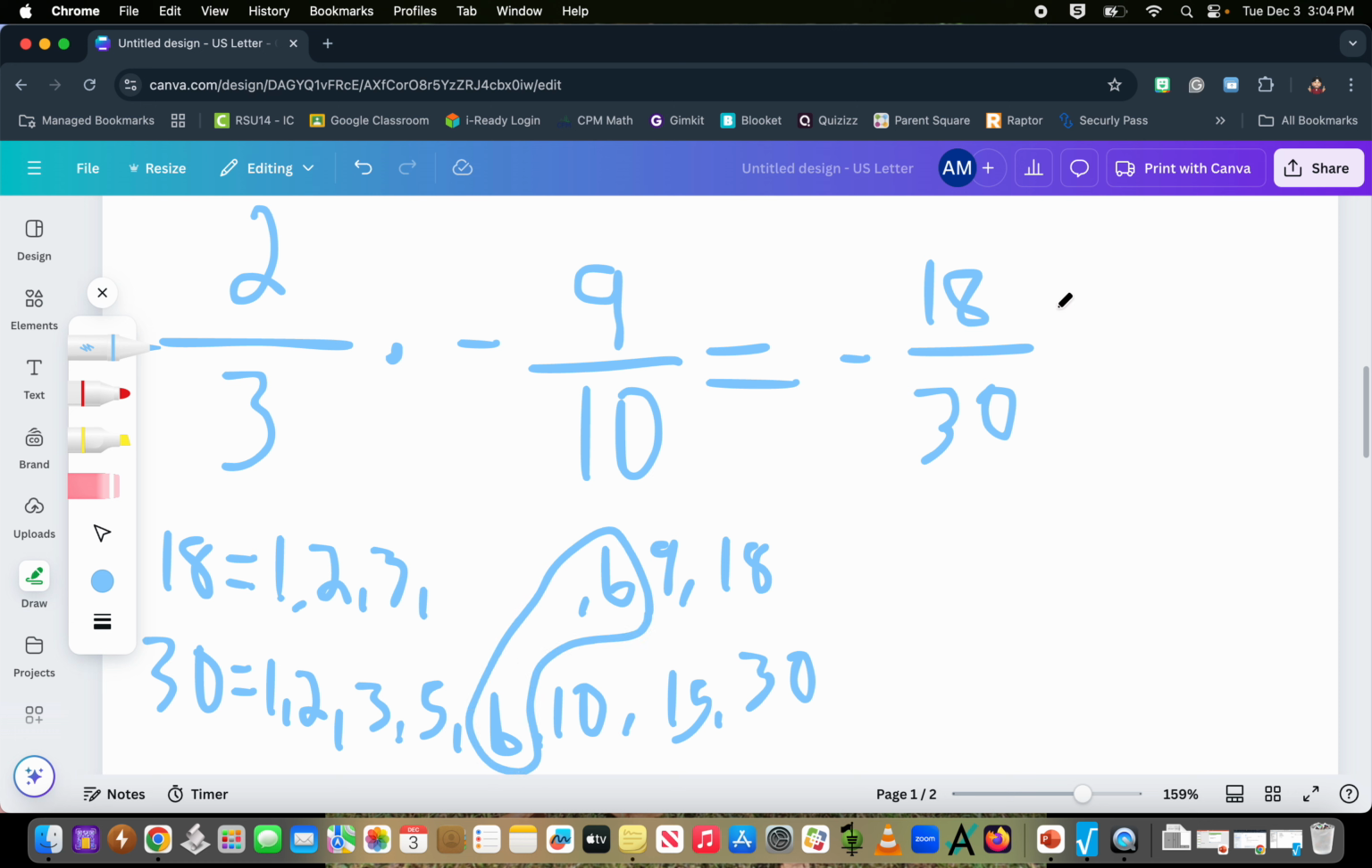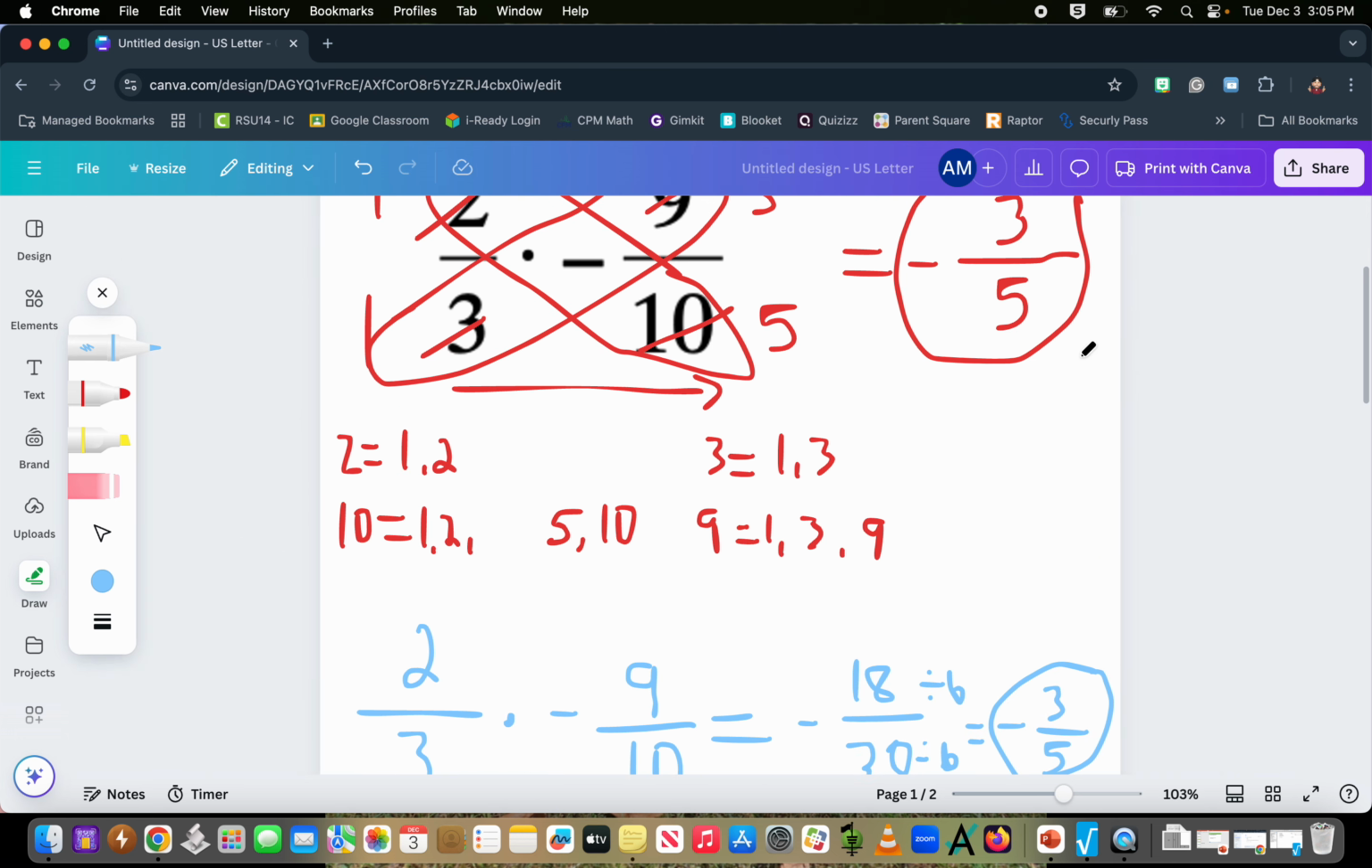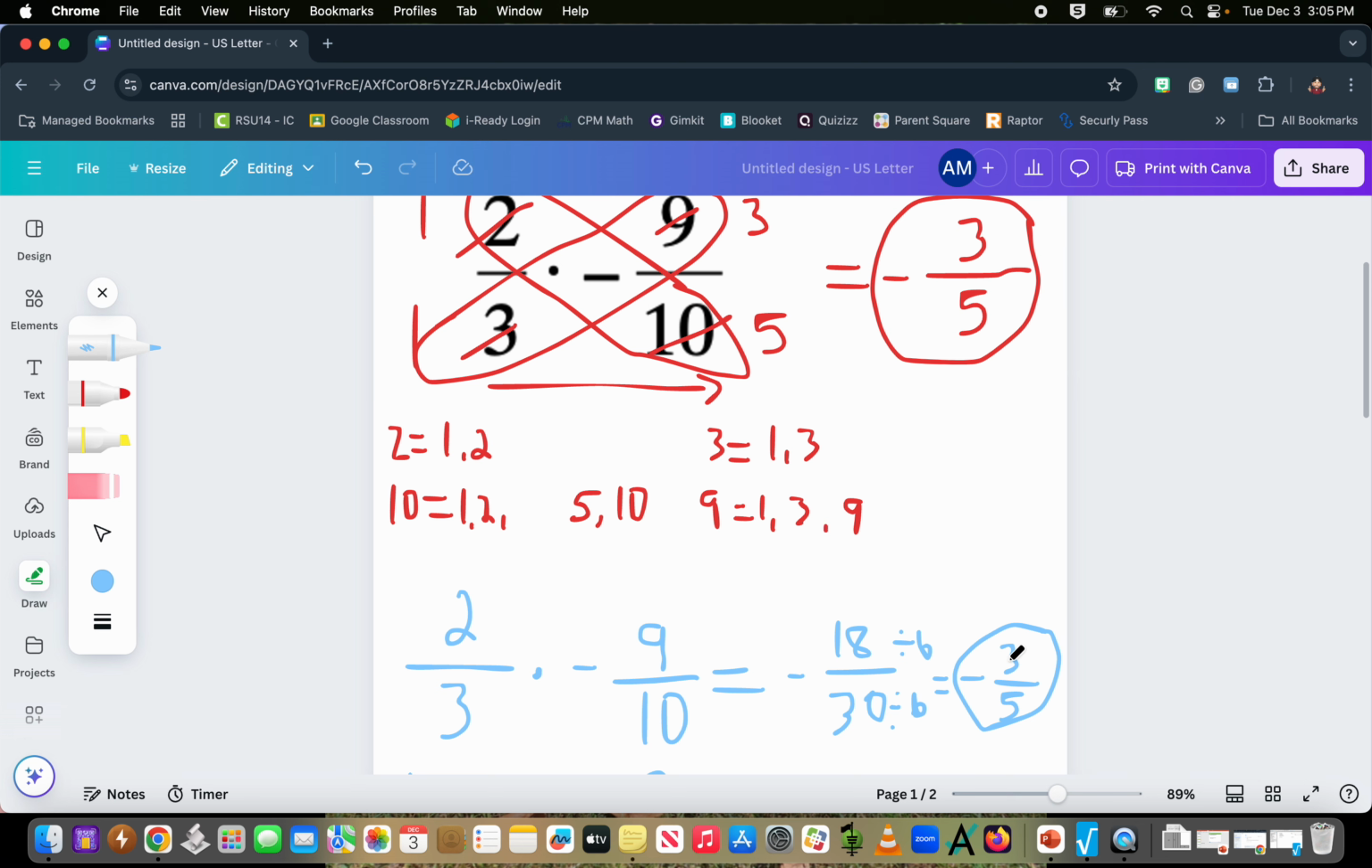Meaning we need to go back up to our answer here and divide each of these by 6 to put it in lowest terms. And when we do this, we should get the same answer as we did above, but doing more work. So I know it's still going to be negative. 18 divided by 6 is going to be 3. 30 divided by 6 is going to be 5. So I get negative 3/5. Now let's go check. Negative 3/5 and negative 3/5.